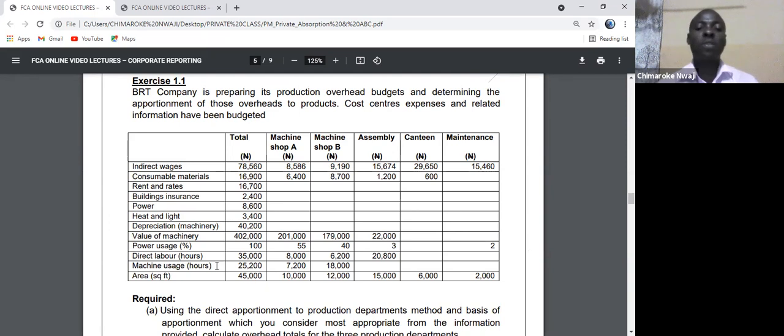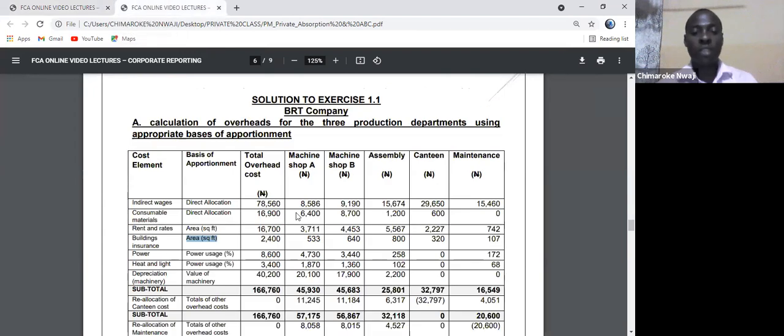So how do you get your power for machine A? You will simply say 55 divided by 100 multiplied by 8,600. And that gives me 4,730, which is what we have here. So that's how you apportion it for all the other ones that have value in them. Canteen has 0.